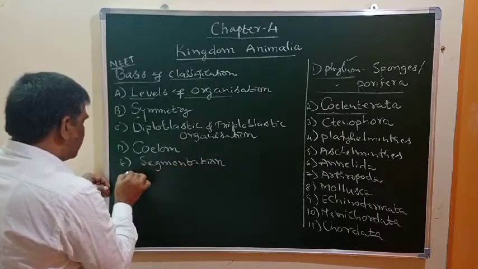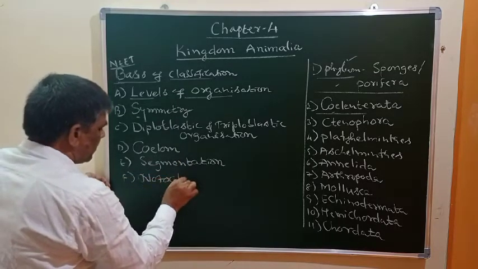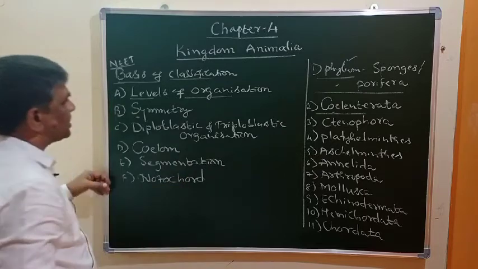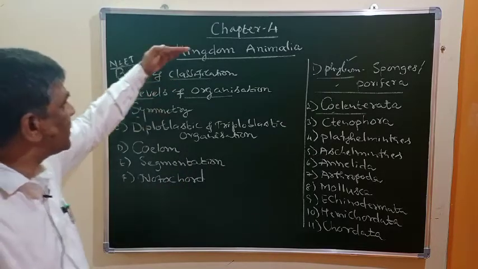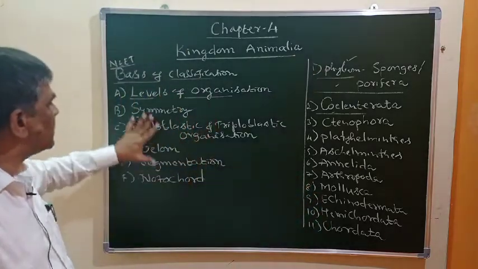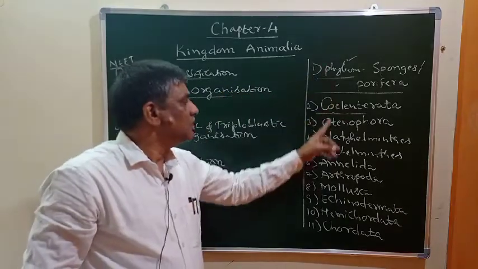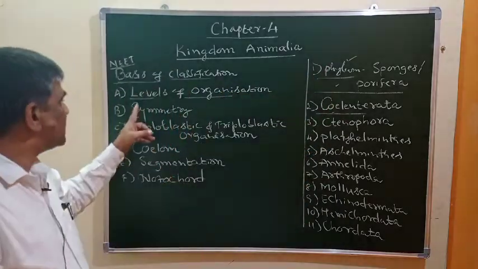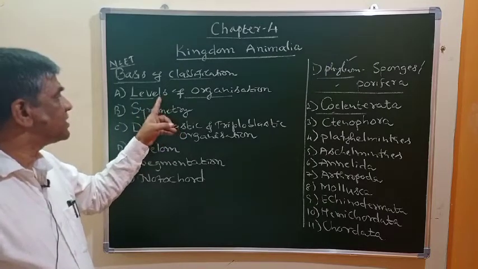And the next one is called a notochord. So these are all various bases for the classification of kingdom Animalia into different phyla. We have considered all these bases to divide animals into different groups. Now let us study each one, one by one.